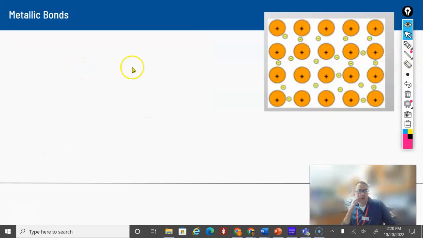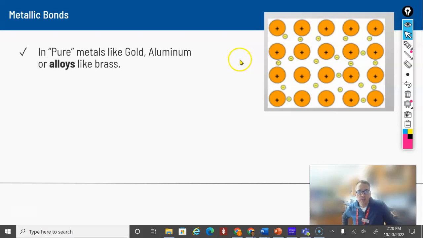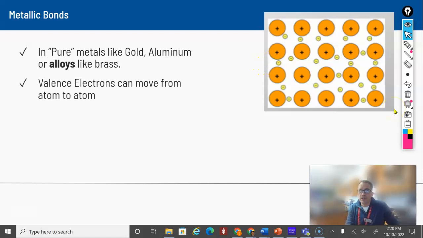A third type we haven't talked about before is a metallic bond. Metallic bond occurs in, as the name looks like, in metals, things on the periodic table like gold and aluminum, and also alloys, which is a mixture of metals, things like brass. And what we see with them is they kind of get held together because the negative electrons tend to move around. They kind of hop from atom to atom to atom.